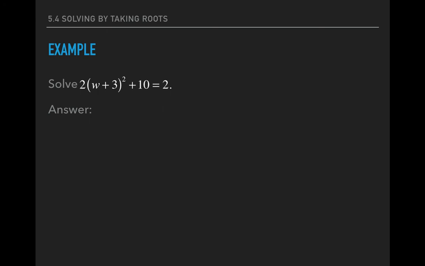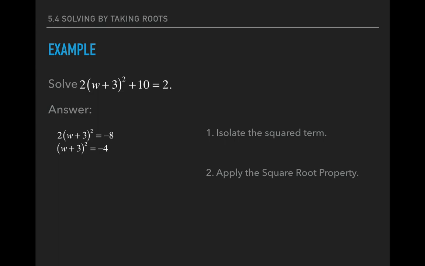This is a whole expression that is squared. To solve this, we would try and isolate that squared expression. It's really not just one term. And we would do that by first subtracting 10 from each side and then dividing by 2. And now you see that that term, which is really a binomial, is squared. Then you would apply that square root property, which means you're looking at w plus 3 is either the positive or negative root of negative 4.